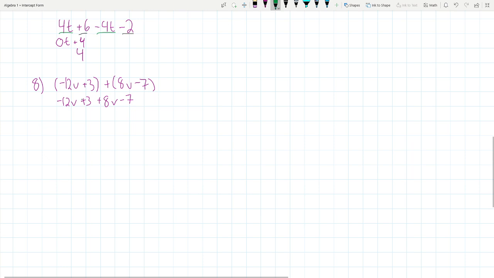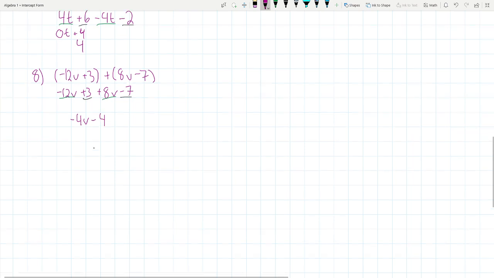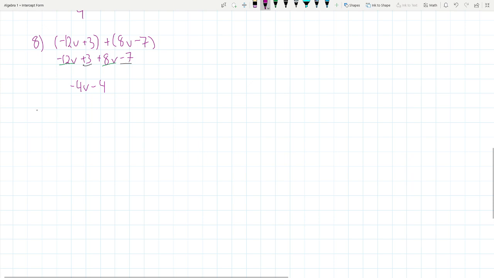I need to combine like terms, and so I say, okay, I have negative 12v, and I have 8v, and I have 3, and I have negative 7. Okay. So negative 12v and 8v makes negative 4v. 3 and negative 7 makes negative 4. And so that's my final answer. Feeling good? All right. Let's take it up a level.